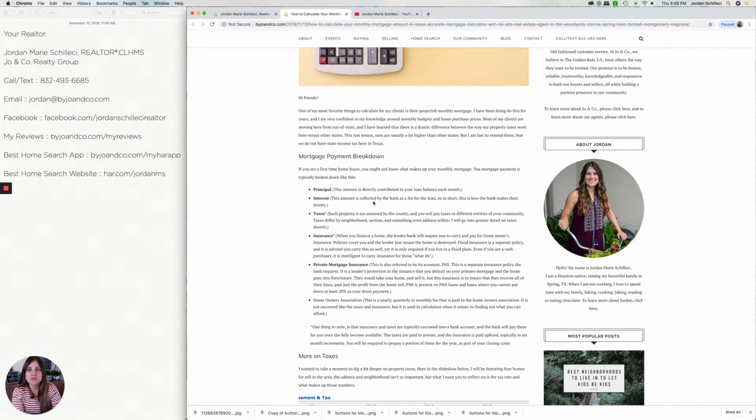So most of my clients are moving here from out of state, and I've learned that there's a drastic difference between the way our property taxes work versus other states. And this just pretty much means our property taxes are a lot higher, but I also keep reminding my clients that we do not have state income tax. So as my dad says, six one way, half a dozen the other. So here's a mortgage breakdown.